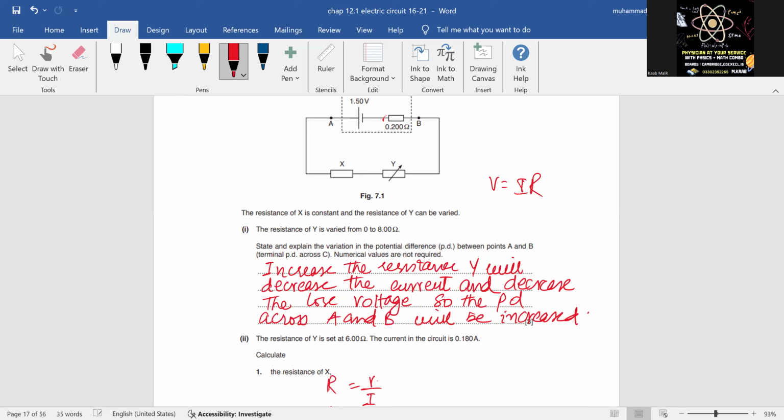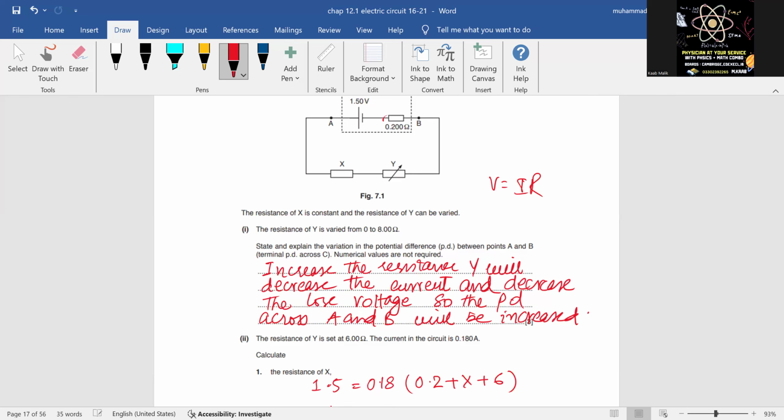What will be your V then? Sir, V will be the same. Sir, is it 1.5? Yes, use V equals IR, right? You know that the total voltage is 1.5, right? But since it is the total voltage, you have to use the total resistance of the circuit, which is 0.2, the internal resistance, plus X to be found, plus Y, which is 6, okay? And the total current, which is 0.18, right? Is the concept clear?